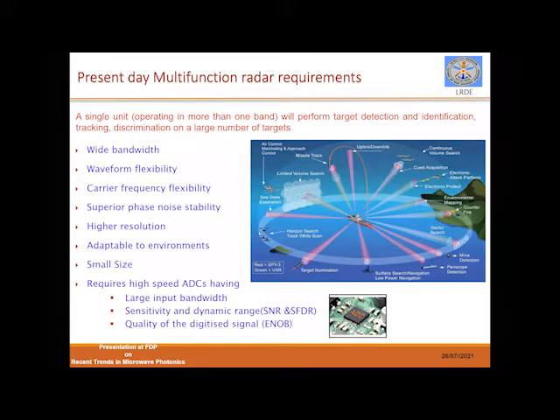So it should have wide bandwidth. It should have waveform flexibility. That is, one waveform may not satisfy our requirements. Suppose I am playing a waveform which will detect the target up to 10 kilometers, the next moment I may require up to 20 kilometers. So basically multifunction means the waveforms should be different, and it should be able to operate in wide band and carry frequency flexibility, because I don't want to reveal my frequency of transmission to my enemy, because they will jam my radar. I hope you know what jamming of a radar means. If they are able to understand our frequency of transmission, they can tap it.